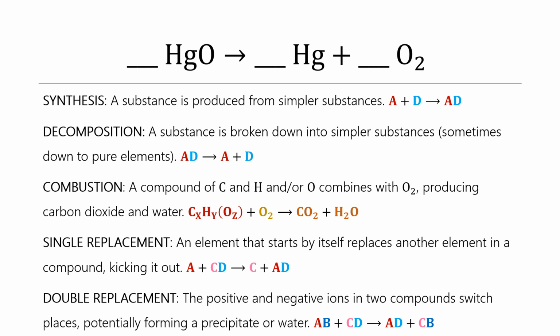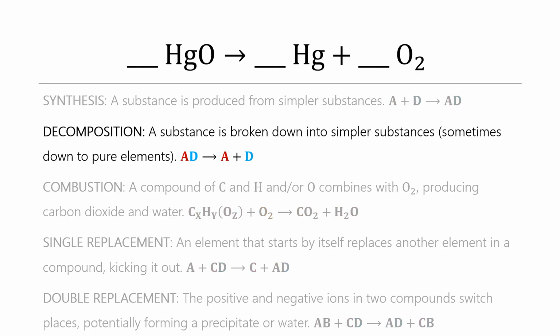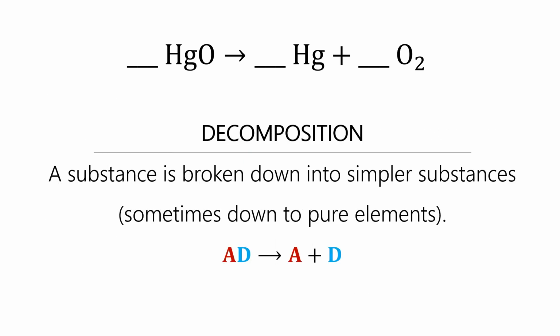Since mercury 2 oxide, or HgO, is the only reactant in this reaction that breaks down into Hg and O2, this must be a decomposition reaction, since we only have one reactant breaking into simpler substances in the products.